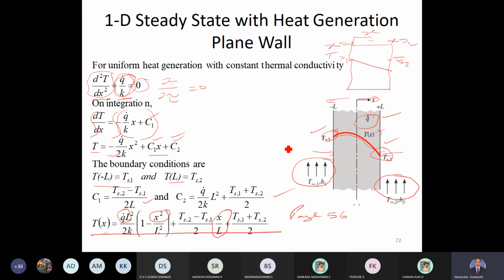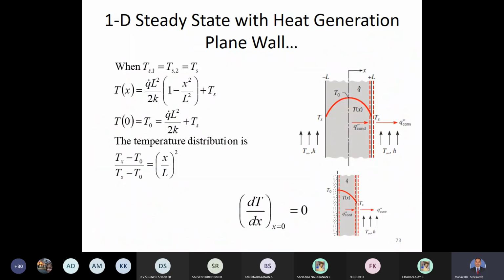Here you see in this case we have taken two different temperatures on the left and right side. One special case is basically useless in this particular case, but in case of heat generation it makes sense. What is that? In a plane wall, when the temperatures are symmetric, when the wall temperatures are the same, that means the left side wall temperature is Ts, and the right side wall temperature also is Ts. So in fact, Ts1 is equal to Ts2. If we equate it to Ts, then what will be the temperature distribution?